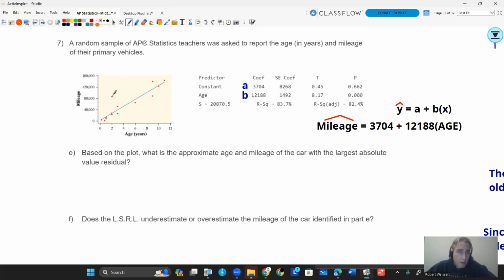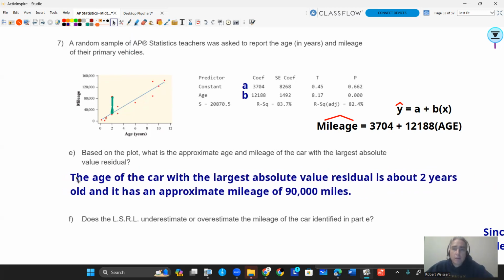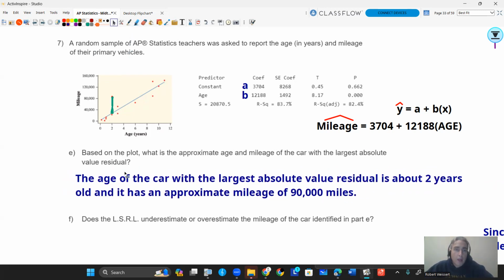And I can tell you right now, I look at one point right here, it seems to be very, very far above that. Maybe using red's not the best option here, so let's use a different color. And I don't know how far above it is, but dang, that's pretty far. So I'm going to wager that that point right there is going to give you the largest residual. So what I said was the age of the car with the largest absolute value residual is about 2 years, and it has an approximate mileage of 90,000. Now, I don't know if it's exactly 90,000, but I know it's above 80 and below 110 or 120. I just estimated 90,000 on that. It doesn't have to be exact.